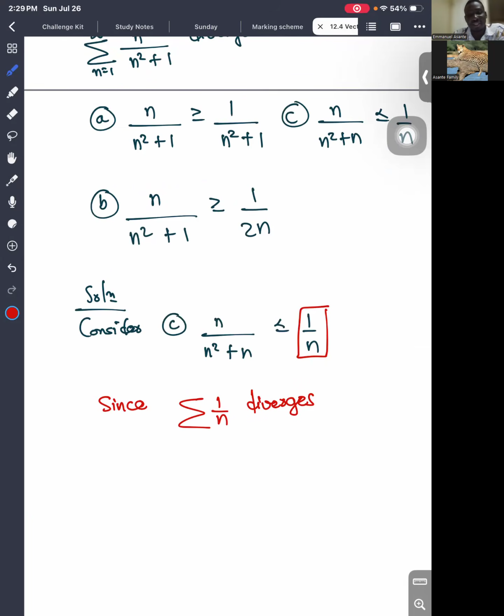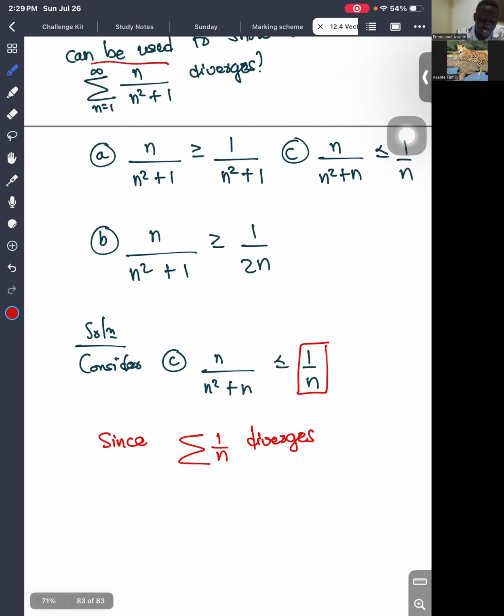if you are going to make a statement that this particular series also diverges, the one I'm drawing in the box right now, then it has to be greater than the series, it has to be greater than 1 over n. But this time it's actually less than 1 over n. So this is one of the cases where the DCT does not apply.